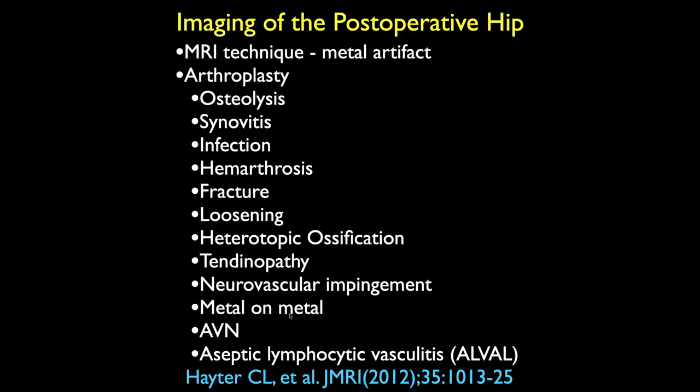The metal on metal, we can see metallosis like we just saw in that last case. You get AVN of the bone around it, and then you can get aseptic lymphocytic vasculitis, ALVAL, where you get soft tissue masses around the hip. I think I may have a case of that here.